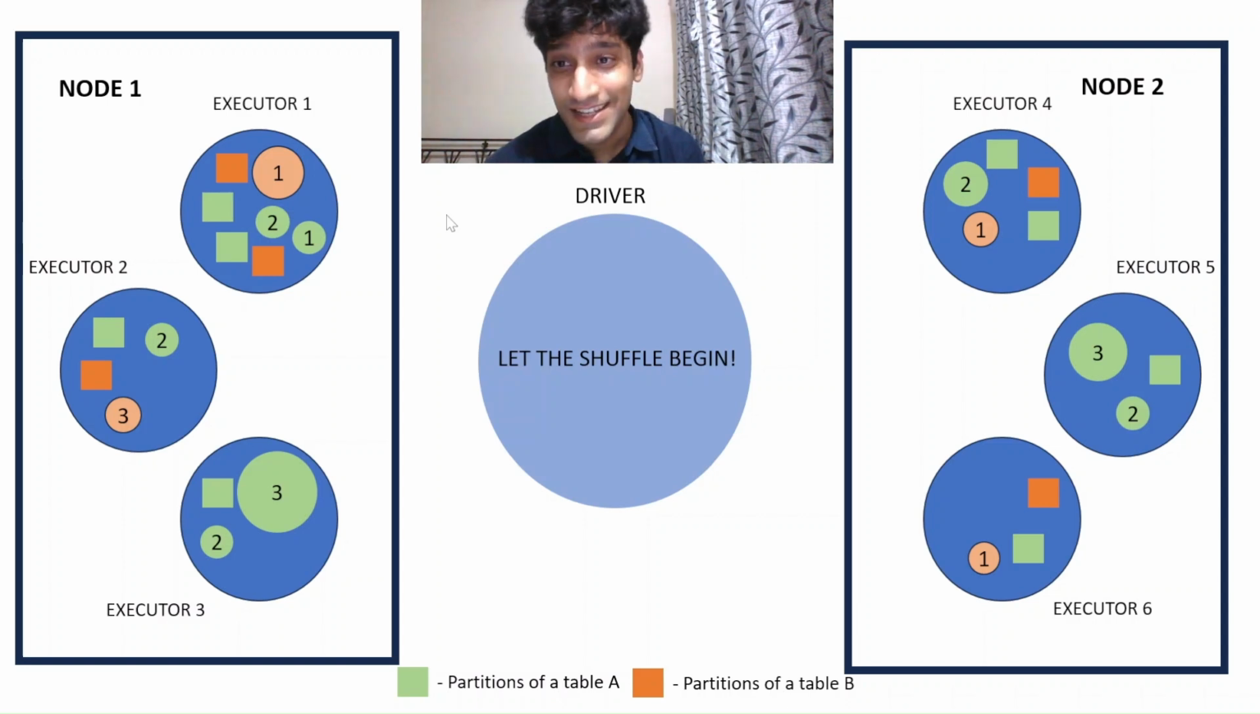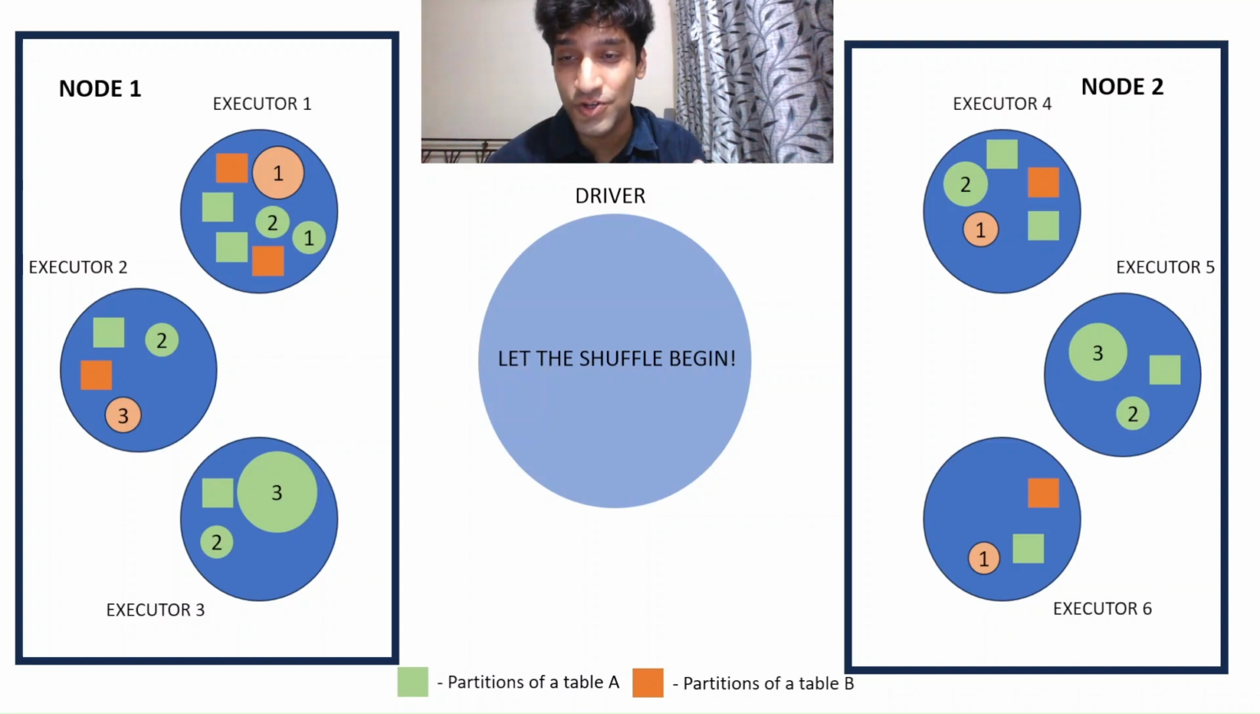So on the screen, you will be seeing a lot of circles and there are values. This represents the records for that table, and the value represents the value of the ID column. The orange circles represent the records of table B. The green circles represent the records of table A.